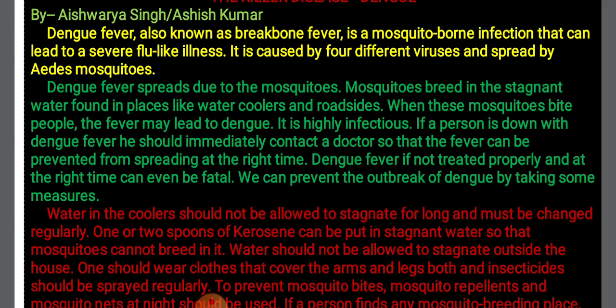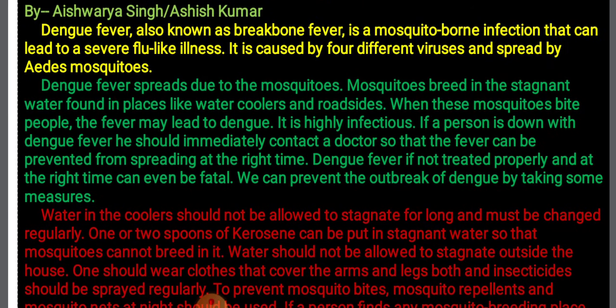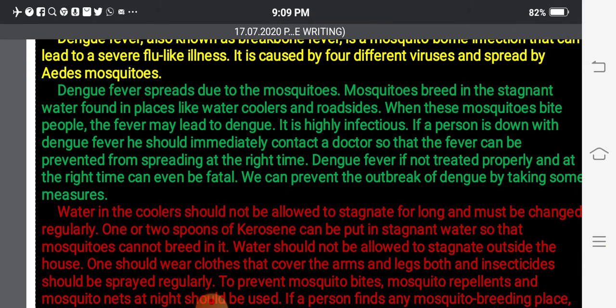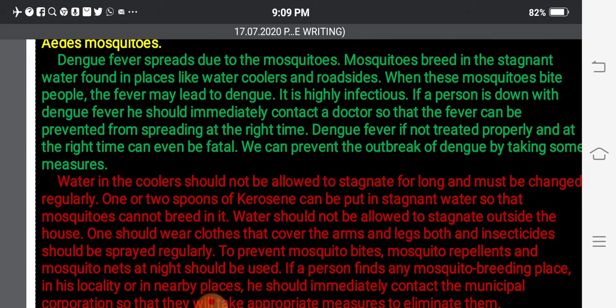Now, dengue fever spreads due to mosquitoes. Mosquitoes breed in the stagnant water found in places like water coolers and roadsides. When these mosquitoes bite people, the fever may lead to dengue. It is highly infectious. If a person is down with dengue fever, he should immediately contact a doctor so that the fever can be prevented from spreading at the right time.